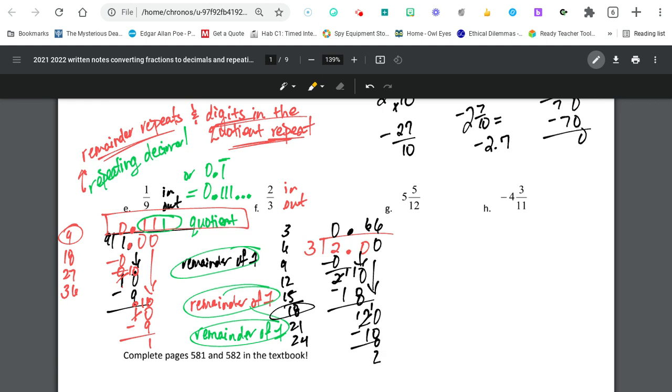I keep getting a remainder of 2, had a remainder of 2 here, had a remainder of 2 here, and a remainder of 2 there, which tells me that 6 is going to keep repeating. So I'm just going to write it in bar notation. I'm just going to write 1 6. All right, make sure you got that down. I'm about to erase it, okay?